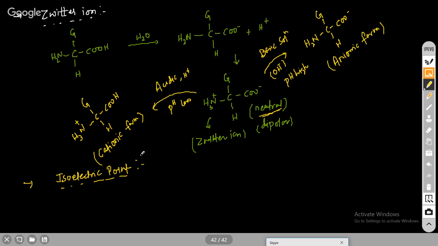Right? Then what did you write? Last line: does not move towards any electrode. This point is known as isoelectric point.